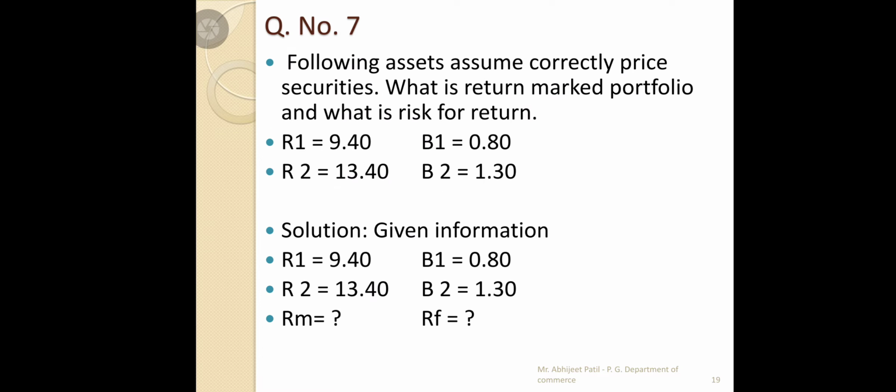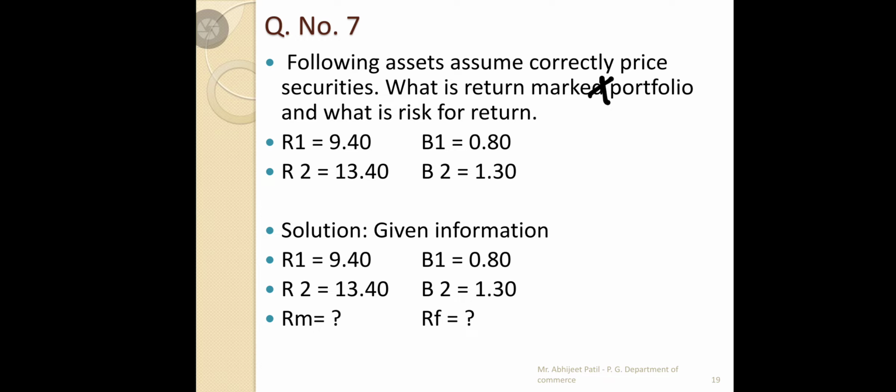Then move to the next question, question number 7. Now this question is given directly. The following assets are assumed to be correctly priced securities. What is the return of the market portfolio, and what is the risk-free rate of return? Two returns are given, two betas are given, and they ask for RM and RF.